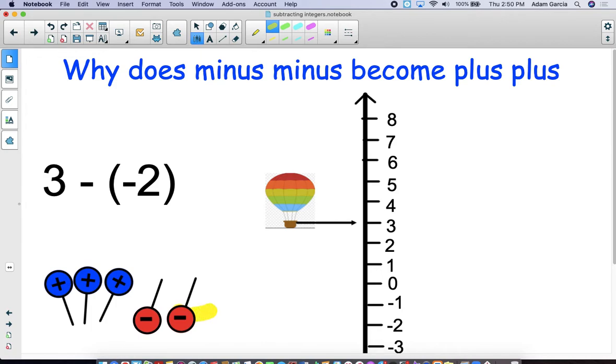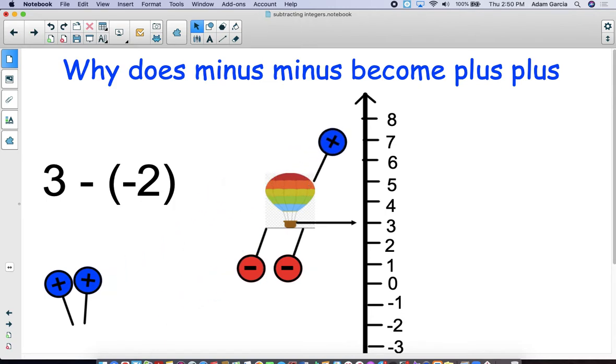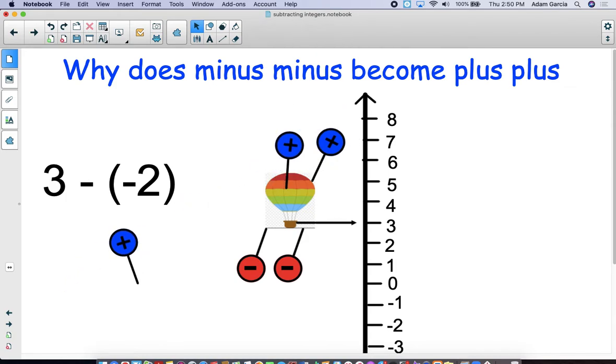So anyway, these negatives, these are sandbags. Sandbags make the hot air balloon go down, and these blue ones, they're helium balloons. They make them go up. All right, so we're throwing that on top of our thing.